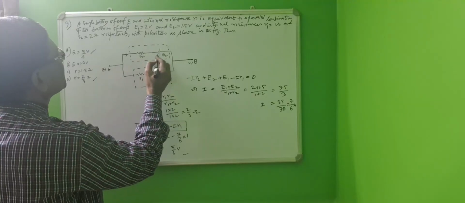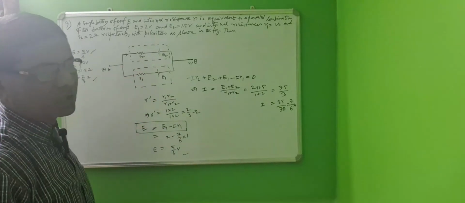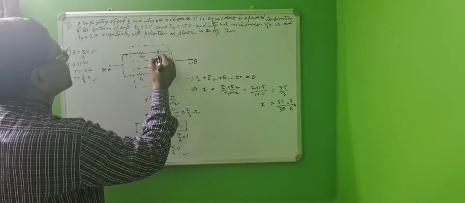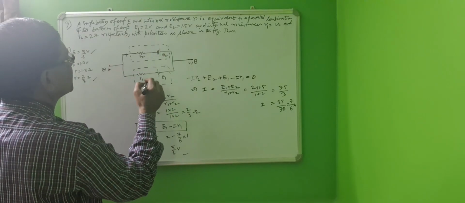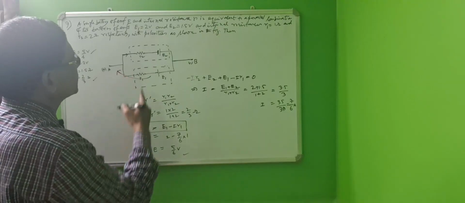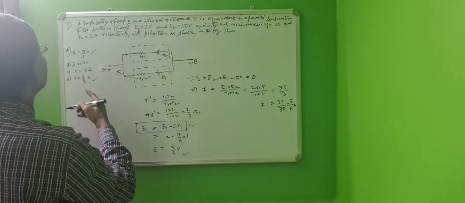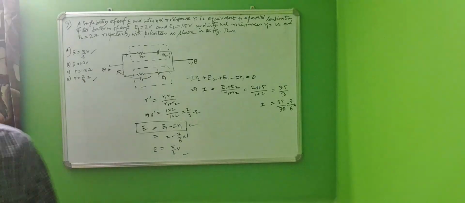If this one is taken for A, for E voltage, then here minus 1 is present, here is plus, so this one is to be taken here for estimation. So E1 minus I R1, from this we can get E equals 5 by 6. So answers A and D.